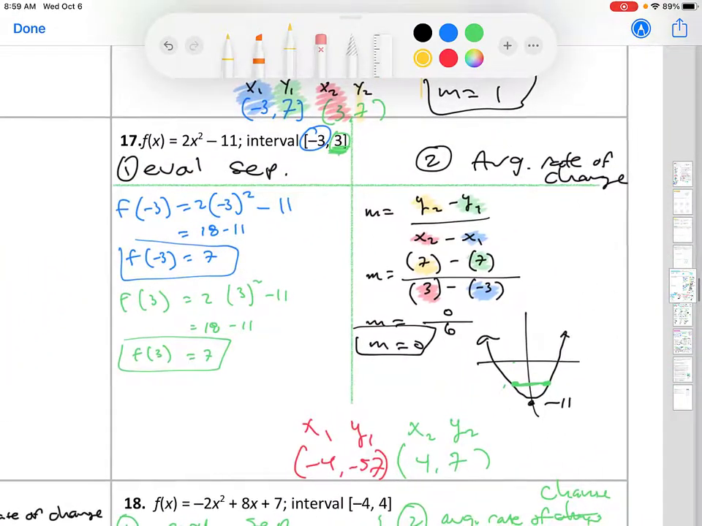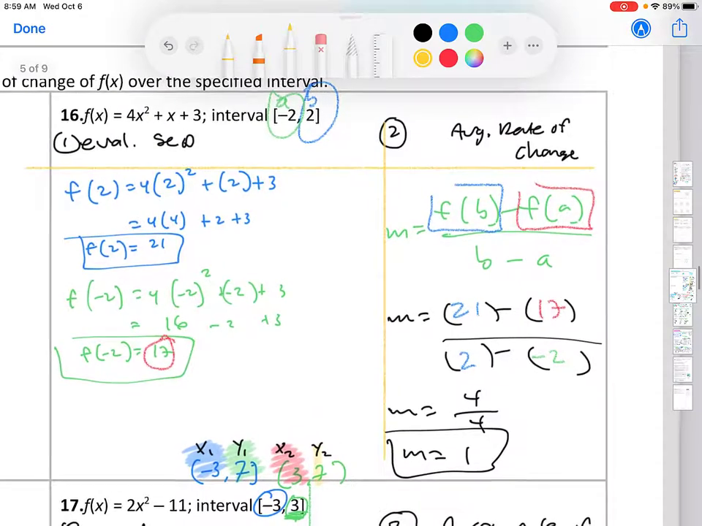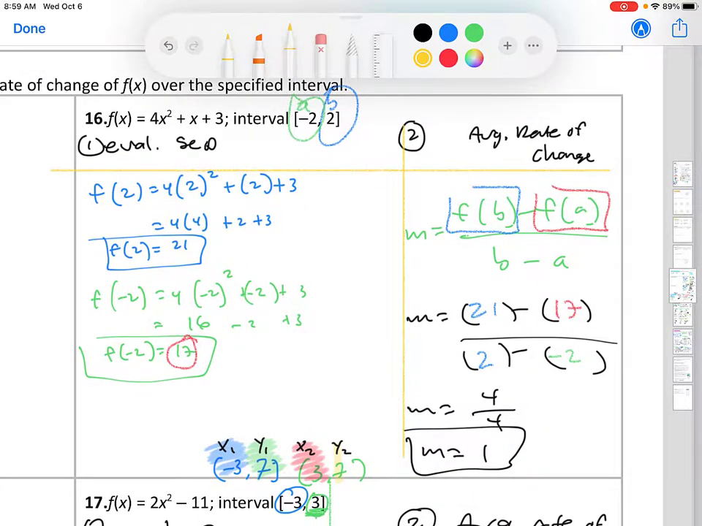I'm going to show you the solutions for the rest of these. Number 16, split them up. I put in -2 for the green, 2 for the blue, you got f of 2 equals 21, so that's my ordered pair, and then green -2 is 17. I decided to use the other formula just to show you guys. It's pretty much the same thing if you're doing the function of f of b, so that would be the blue. So f of b here was 21.